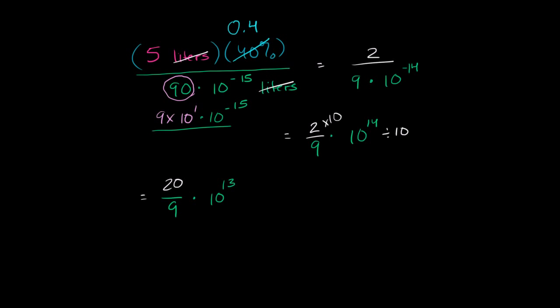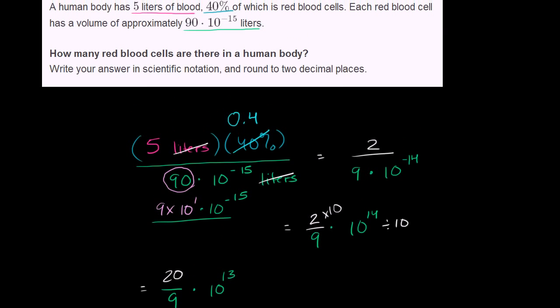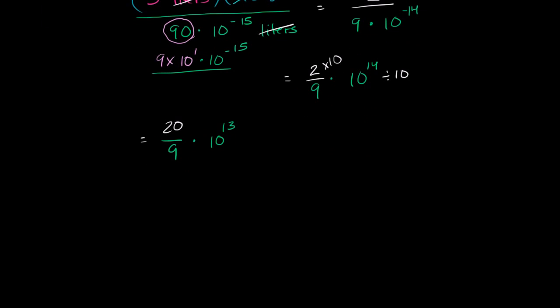And they said to round our answer to 2 decimal places. So let's do that. 20 divided by 9. 9 doesn't go into 2. It does go into 20 2 times. 2 times 9 is 18. Subtract. Get a remainder of 2. I think you see where this is going to go.